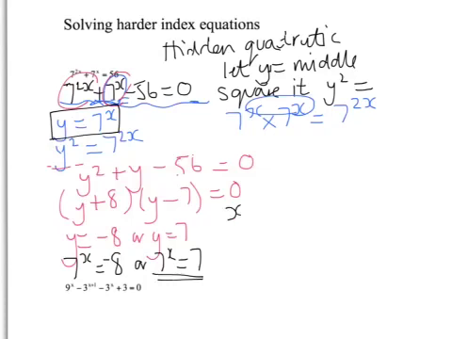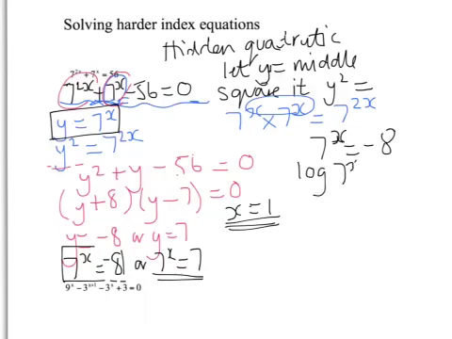X is just 1, isn't it? So one of my answers is x is 1, bingo. But this one is harder. So if we're not quite sure what this is, we're going to have to just take logs of both sides to solve it. So log the left, log the right.